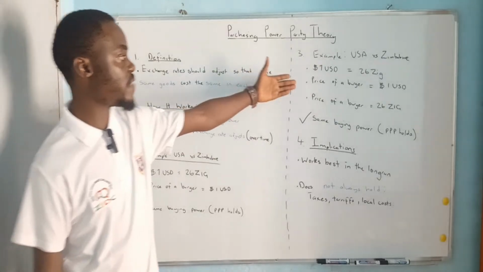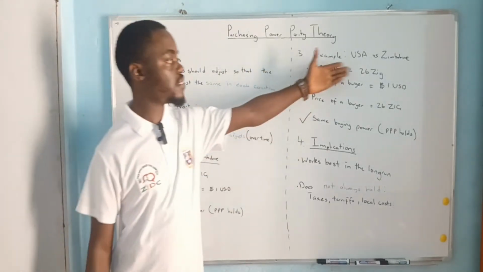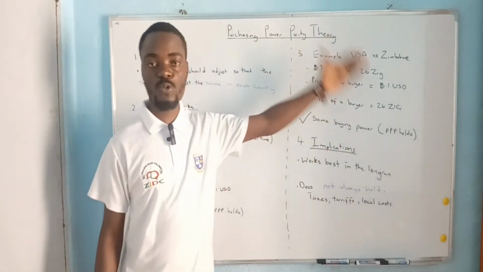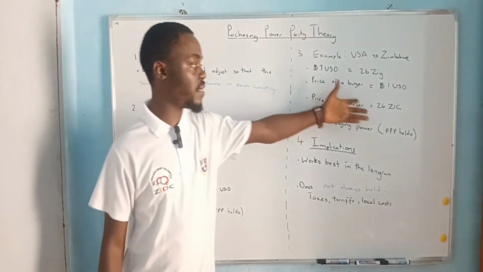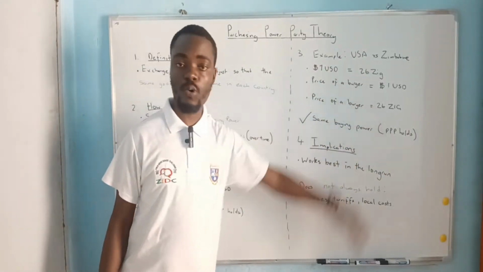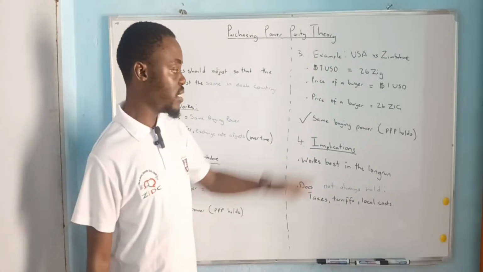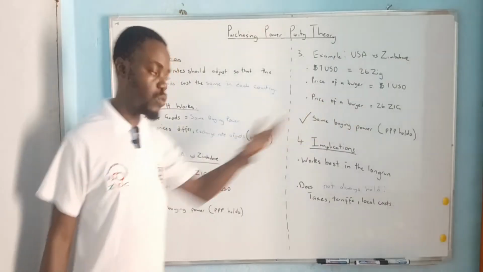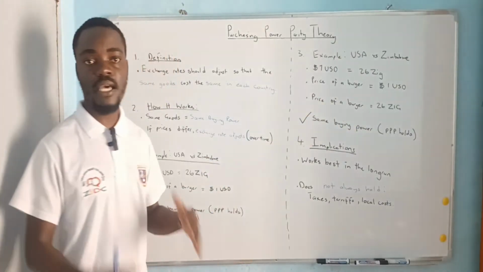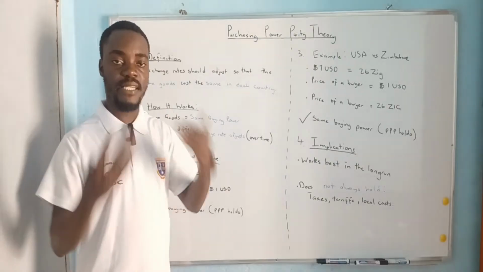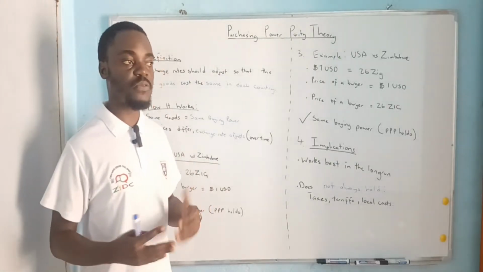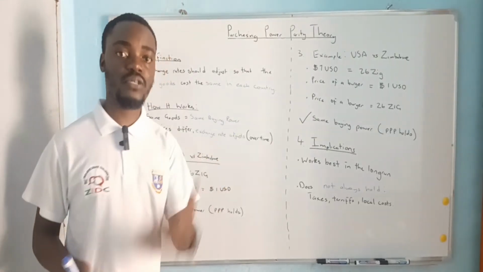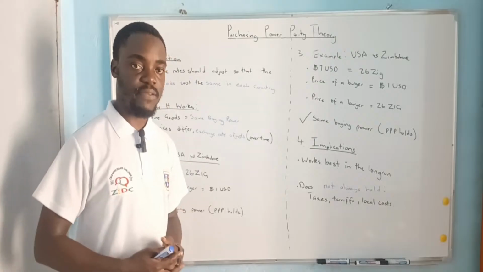Here is another example with the USA and Zimbabwe, at the exchange rate of $1 equal to 26 ZiG. We're supposed to see the price of a burger being $1 in the USA, and the price of a burger in Zimbabwe also being 26 ZiG, reflecting $1. So purchasing power parity theory is supposed to hold in Zimbabwe and also in the USA. That's what we mean by purchasing power parity theory, but it adjusts in the long term. In the long run, we're supposed to see the same price of goods and services in the USA and in terms of the value of the ZiG.